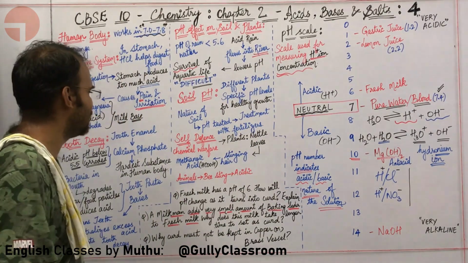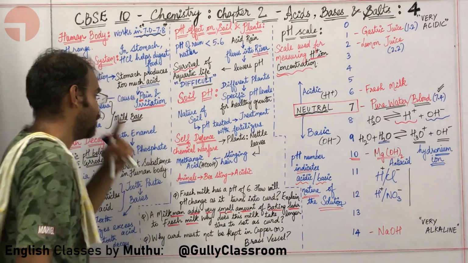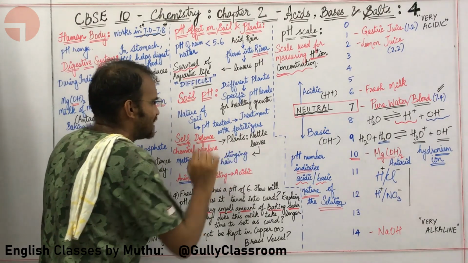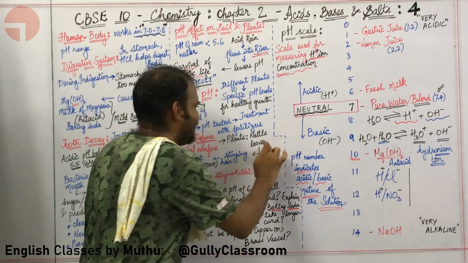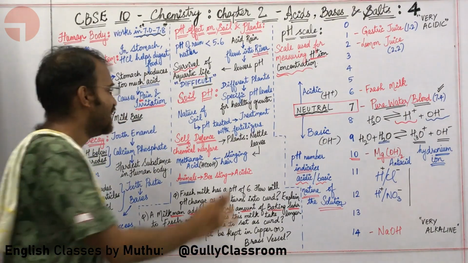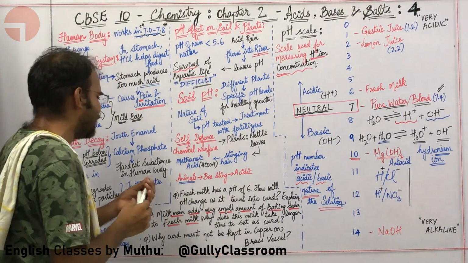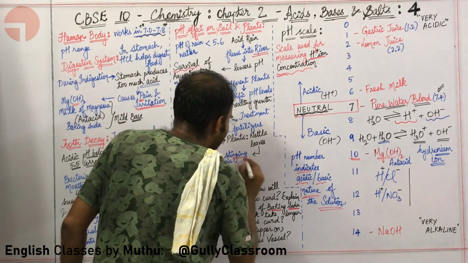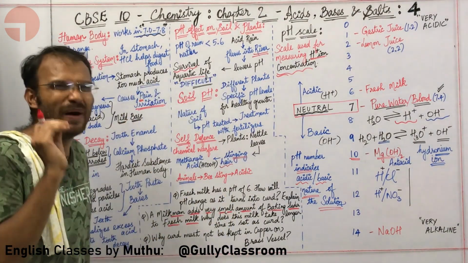Are you comfortable with this? Let us go for self-defense. There are certain plants like nettle leaves. What is the very special property of nettle leaves? Nettle leaves have stinging hair. What is stinging? Stinging means biting.